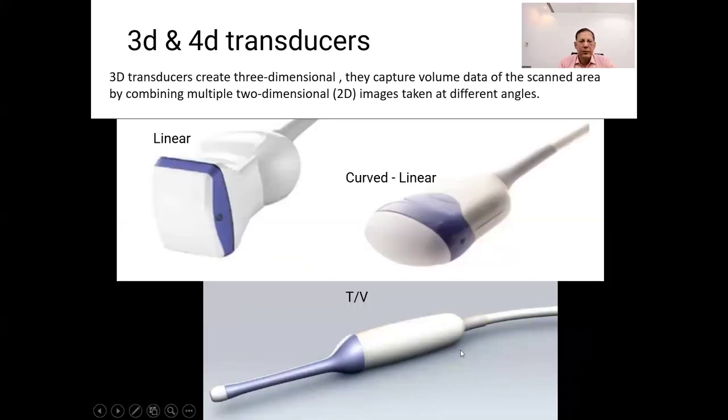3D and 4D transducers are advanced ultrasound probes used to create three-dimensional and four-dimensional images of structures within the body. 3D transducers capture volume data of the scanned area by combining multiple two-dimensional images taken at different angles. This is typically achieved by moving the transducer in a specific pattern or using an array of sensors.